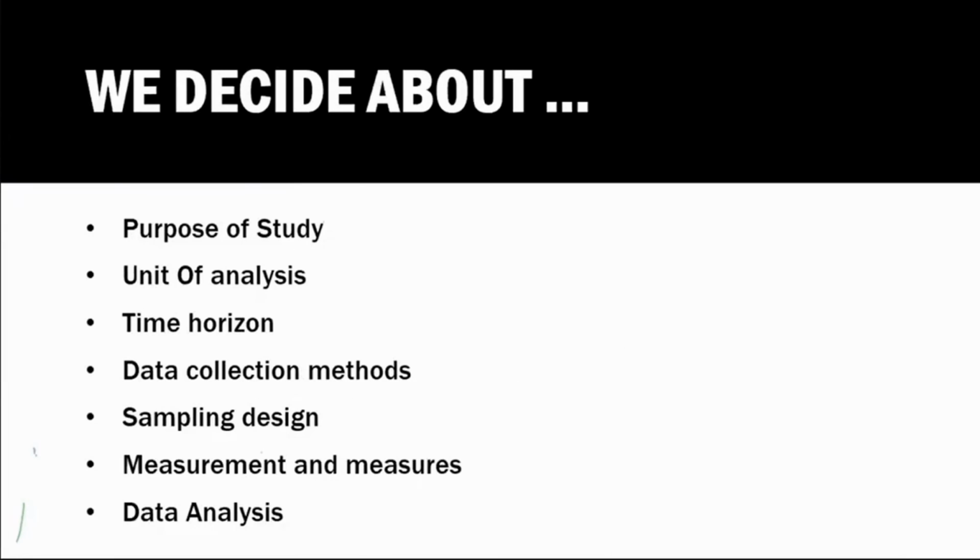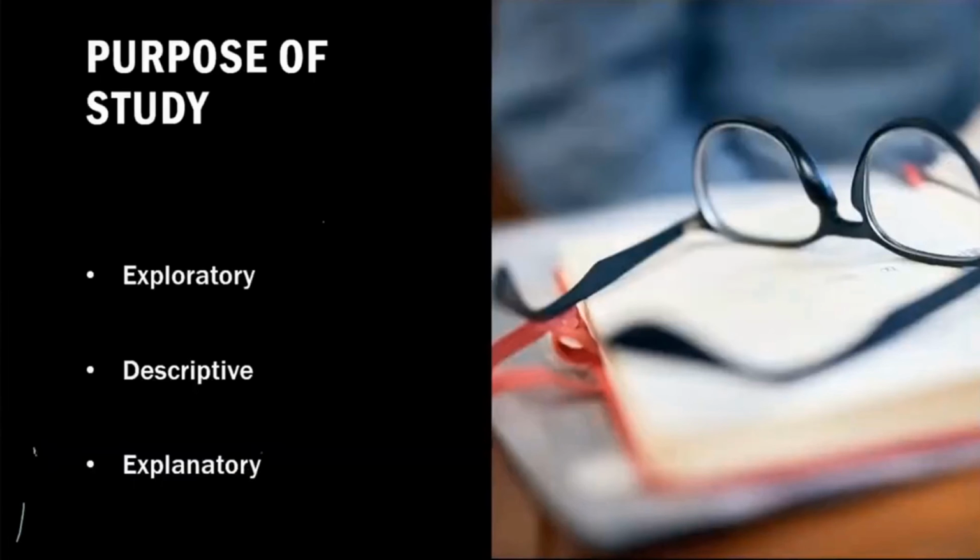We discuss it further. So in research design, we are going to decide about the purpose of study, the unit of analysis, time horizon, data collection methods, sampling design, measurements and measures of the variables, and data analysis. So the purpose of study is one of the most important things in research design to decide. So there are three: exploratory, descriptive, and explanatory.